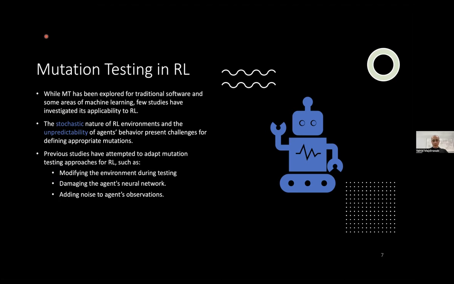The previous works that have been done on mutation testing for reinforcement learning have proposed mutations such as modifying the environment during testing, which is basically testing the agent on an environment that is very different than what it was trained on, or damaging the agent's neural network by removing a neuron or an entire layer, or adding noise to the agent's observations. The argument that can be made here, especially for modifying the environment and adding noise to agents' observations, is that these tests are usually done to test the generalization capabilities and agents' robustness, so they can't truly be considered mutation testing.